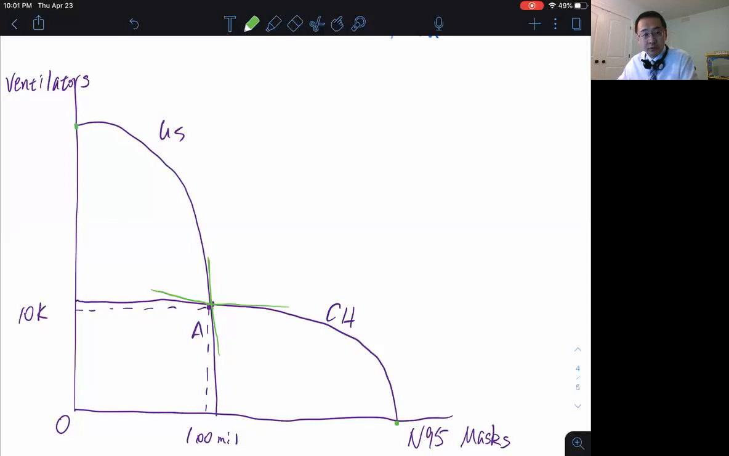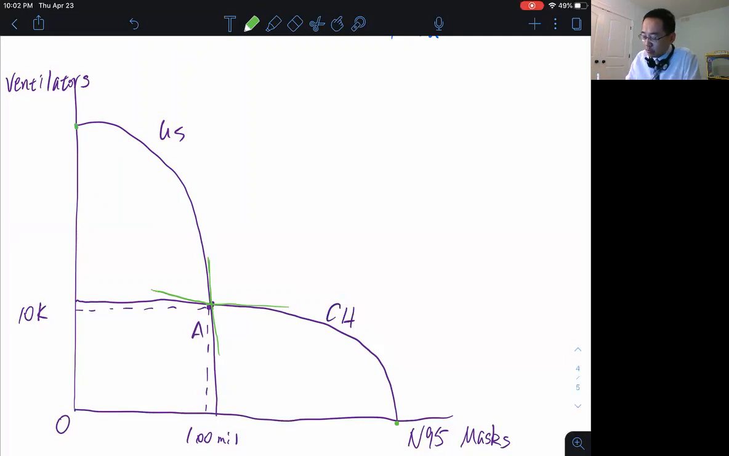And then as China moves toward N95 mask specialization, their opportunity cost is going to continue to increase for N95 masks. So eventually, if we keep pushing, we could get to a point where the US would lose ventilator comparative advantage because our opportunity cost for ventilators has grown higher than China's, because as China moves more toward N95 masks, their N95 mask opportunity cost will become higher and higher, which means their ventilator opportunity cost is going to become lower and lower, right? So as our ventilator opportunity cost increases and theirs decreases, then we can flip the comparative advantage.